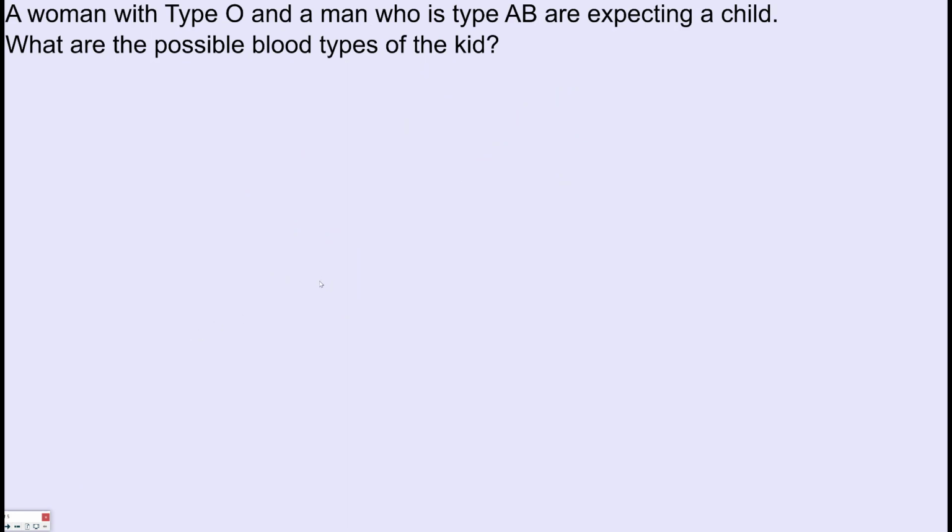A woman with type O blood and a man who is type AB blood are expecting a child. What are the possible blood types of this kid? You might want to pause this and try this question. So let's try this one. The woman has type O blood, which means the genotype would be homozygous recessive, and the man is type AB, so this is going to be I A, which is dominant, and I B, dominant.